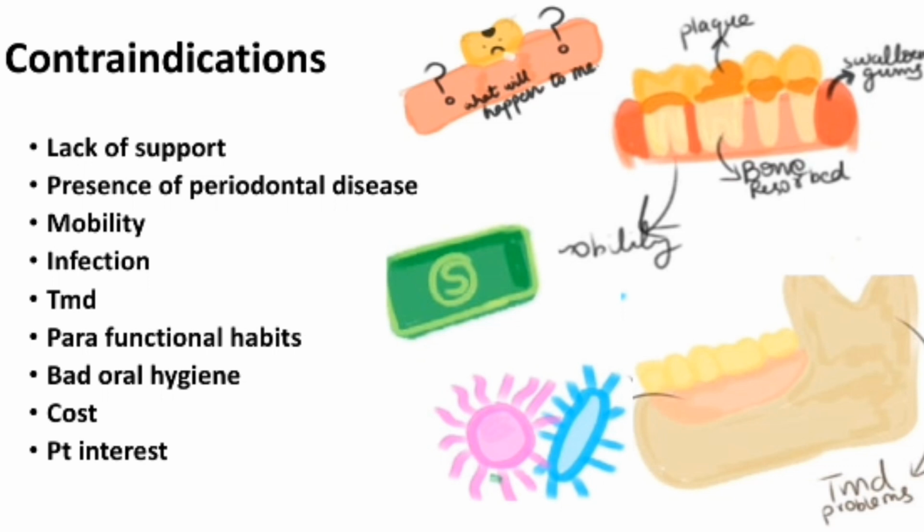The other one is mobility. Mobility may be present because of the bone loss of the abutment teeth. Surrounding bone may be lost. So first treat the disease and refer the patient. In case of infection, we should first treat the infection and refer the patient. In case of temporomandibular disorder, it's also a contraindication, as are parafunctional habits and bad oral hygiene. Cost, if the patient cannot afford it, and the other one is patient interest. If the patient is not willing, then we can't provide the patient a fixed partial denture.